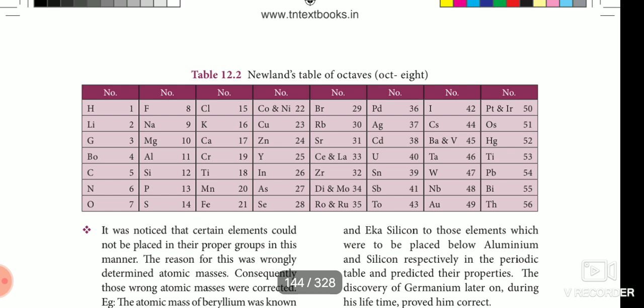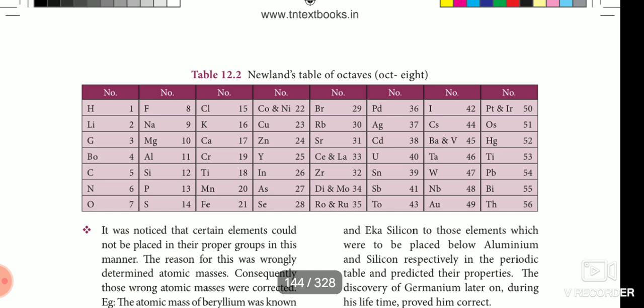The later elements are the inert gases group. In the inert gases, the ninth element is similar to the first element. For example, neon is placed between fluorine and sodium. So these are the limitations of Newlands' Law of Octaves.